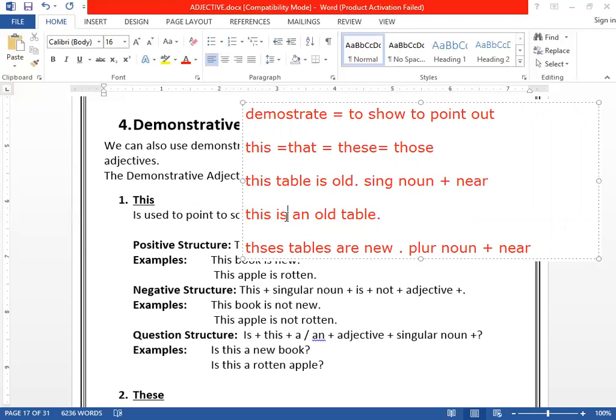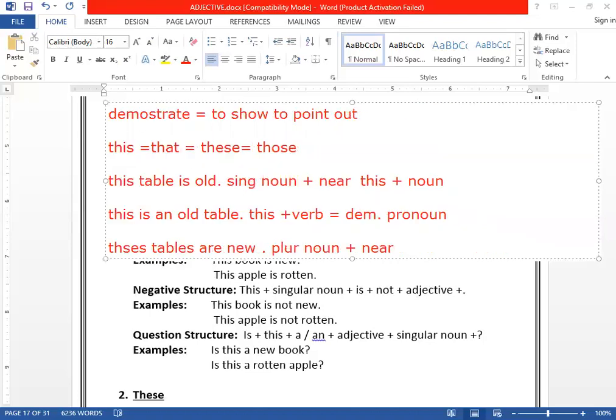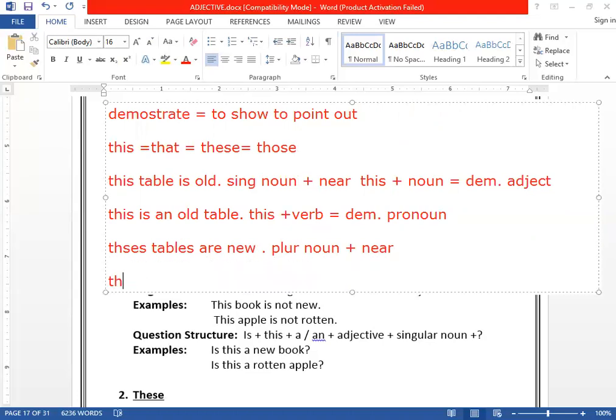Here, after this, a verb is used, so this becomes a demonstrative pronoun. But if a noun comes after this, it makes a demonstrative adjective. For example, these are new tables. Here, after these, a verb is used, so it is a demonstrative pronoun. But in the one below, where a noun follows, it is a demonstrative adjective.